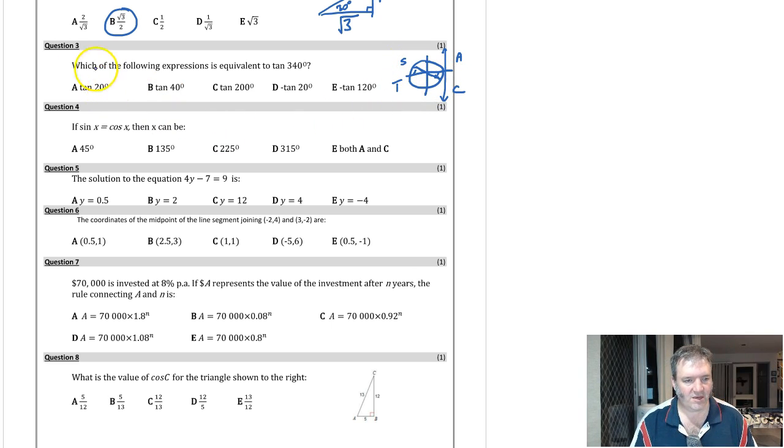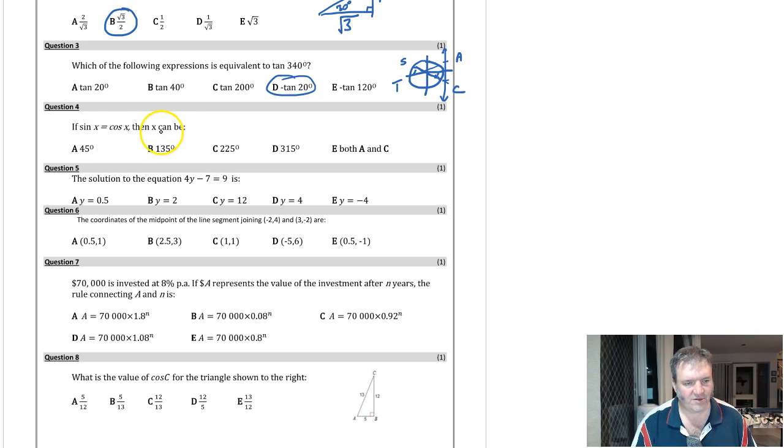Let's see what we've got there. No, tan 20 would be positive, tan 40 would be positive, 200, that'd be over here, that'd be positive. Negative tan 20. Well, tan 20 would be here, negative tan 20 would be down there. That's looking pretty good to me. So tan 20 would be up there, crossing the axis there. This is negative of tan 20. That's the one we want, isn't it? Negative of tan 120. What would that give me? 120 would be up here. Negative tan of that. No, that's not going to be right. That's going to turn it into a positive again. We've got our answer.